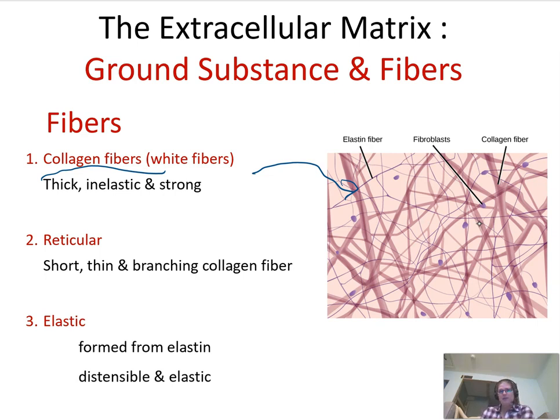And I'll show you a better picture of reticular in just a moment. They form internal scaffolding inside the spleen or lymph nodes or the liver. Elastic fibers are formed from a different protein, which is called elastin. And just what it sounds like. Now, these are distensible and elastic. So distensible means to stretch, and elastic means to recoil. So they stretch and recoil. They're going to be found in areas that need to do that. And if you take a deep breath, you'll realize they're going to be in your lungs, right?